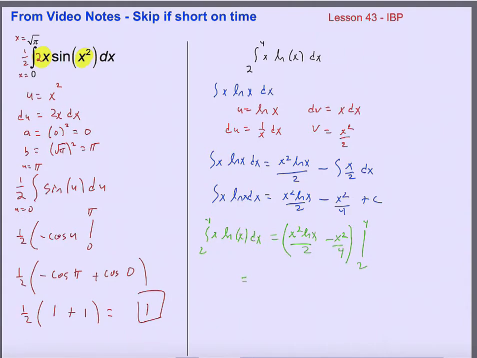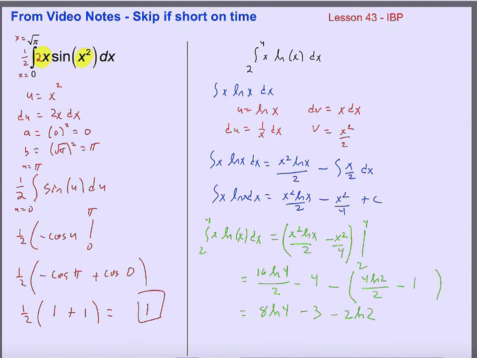So this equals 4 squared times the ln of 4 over 2 minus 4 squared over 4 minus, and remember when we're doing the fundamental theorem, be careful about this parentheses that's here because I'm going to have to distribute that negative. 2 squared ln of 2 over 2 minus 2 squared over 4. And so that equals 8 ln of 4 minus 4, although this minus 4 I'm about to add 1 to, so I'll just call it minus 3. Remember, I'm adding 1 because of the double negatives. Minus 2 ln of 2.